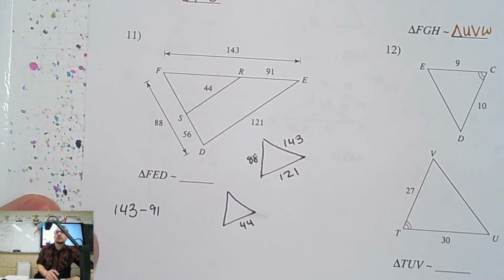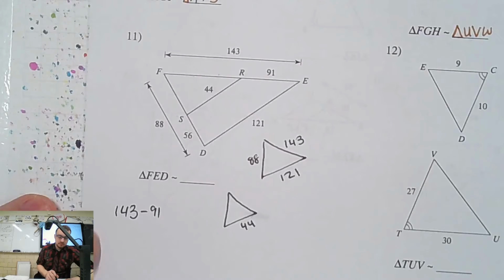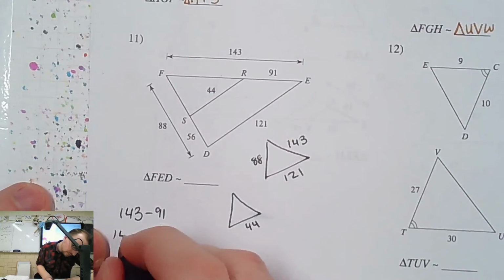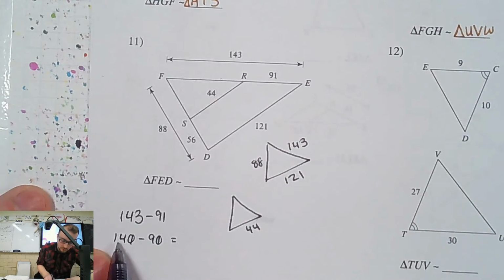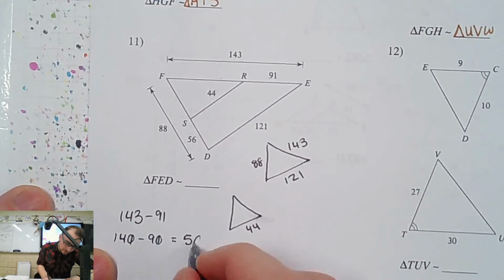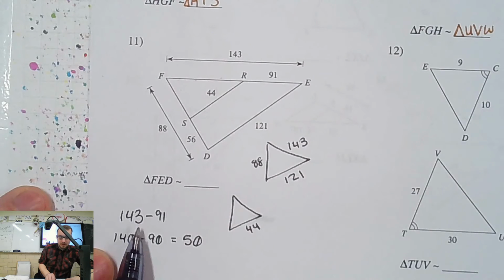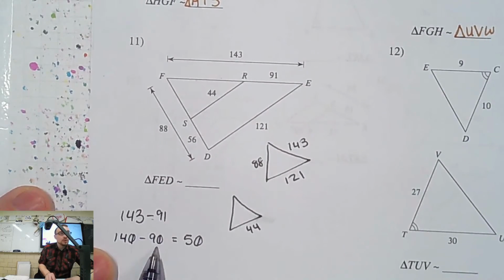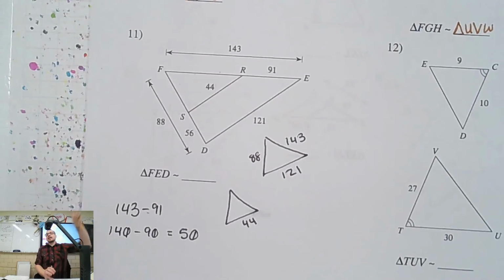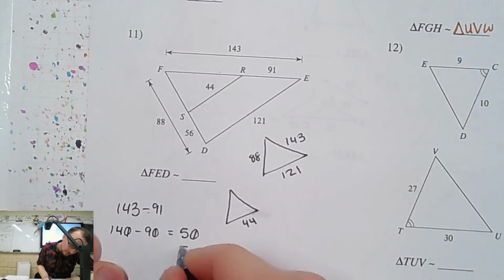143 minus 90 is how you do it? 140 minus 90, okay. So that's going to be 50, right? But you still need to add 3 more and subtract 1 more to get the real answer. Adding 3 and subtracting 1 is the same thing as just adding 2. So if we add 2, we get 52.